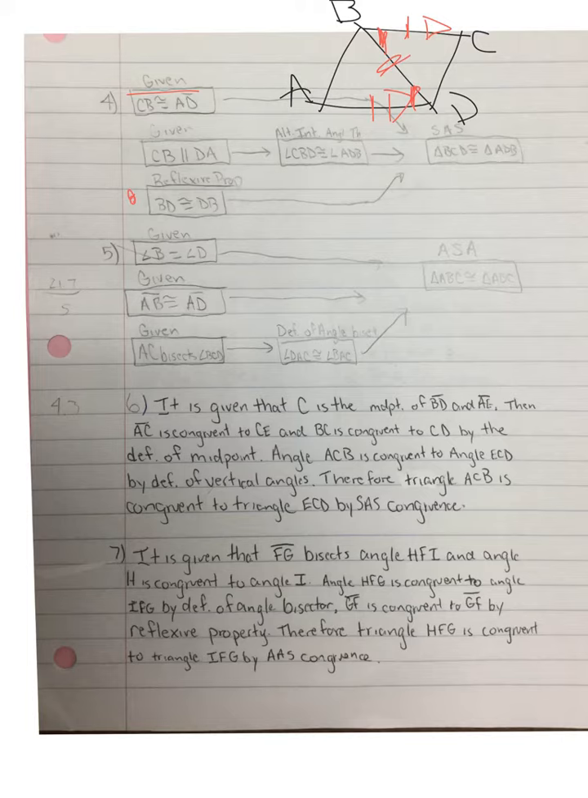But looking at the markings you made, we have side, that's given. Because of those parallel lines, we mark those alternate interior angles, A, and then the reflexive property, S. So notice in the end, congruent by SAS. Okay?